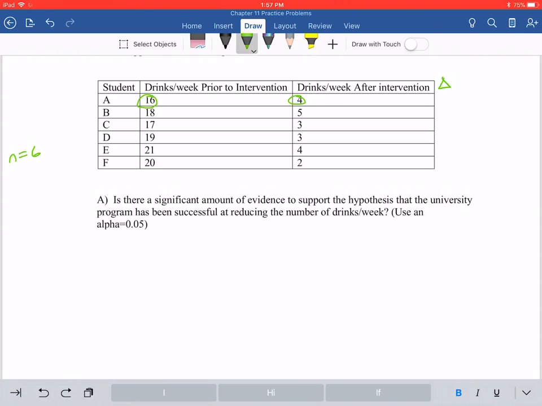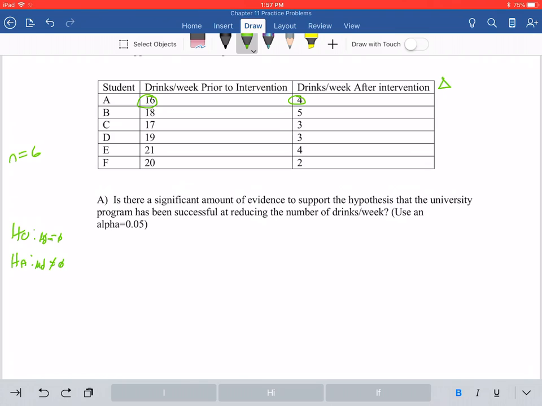So let's read part A. Is there a significant amount of evidence to support the hypothesis that the university program is successful at reducing the number of drinks per week? Use an alpha level of 0.05. So let's set up our null hypothesis. Our null hypothesis is going to state H naught, that mu delta is going to equal 0, where our alternative hypothesis is going to be mu delta does not equal 0.